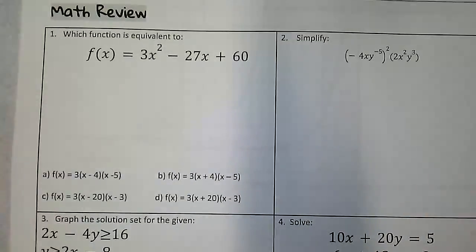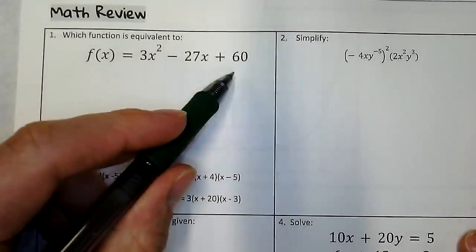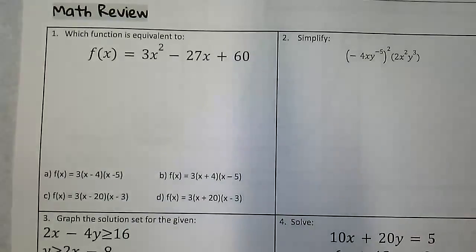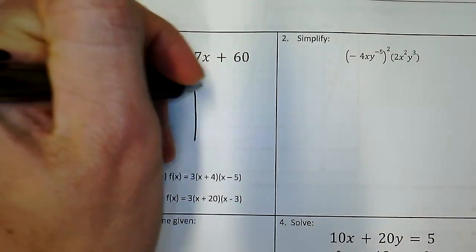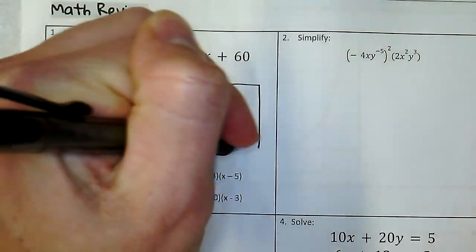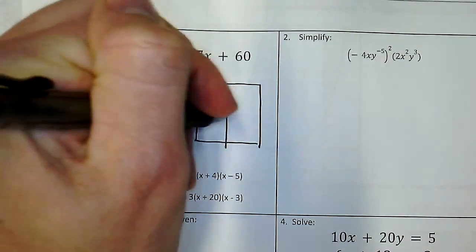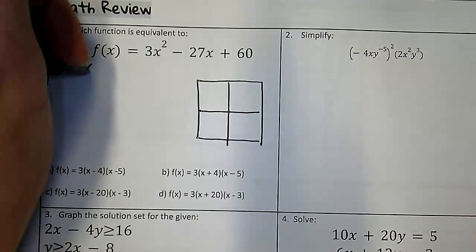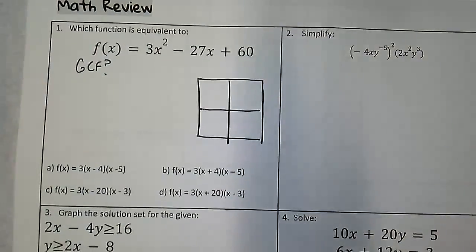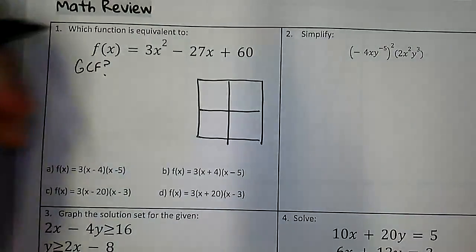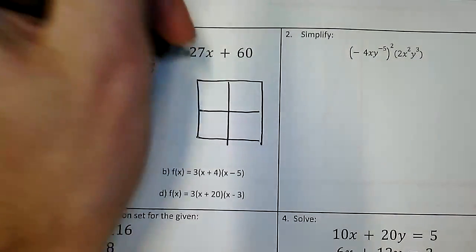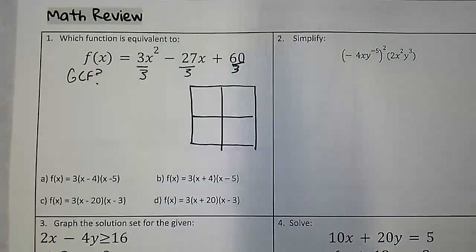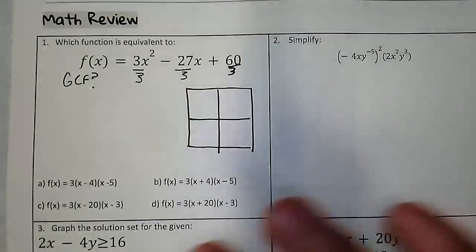All right, all my answer choices are factored, so we're going to take our quadratic and we need to factor it. If we're going to factor, that means we're going to use the box. So build yourself a box. Now, before I can start filling it in, the first thing we should always look for is, is there a GCF? And when I look at this, there is a GCF of 3. So before we get started on our box, we need to divide 3 out of each term.